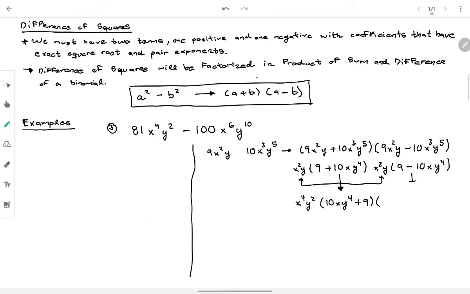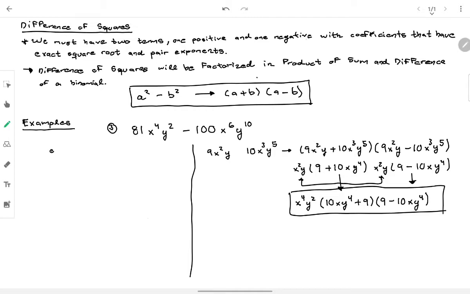This parenthesis is correctly ordered because it's a positive first, there's negative after it, so it's 9 minus 10x y to the 4. And in this case, this is going to be the final answer, where we can't take out something of the parentheses. It's correctly ordered. So that was one form of doing it. The other form will be something like this.